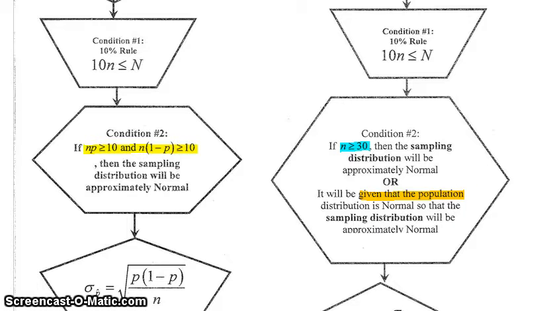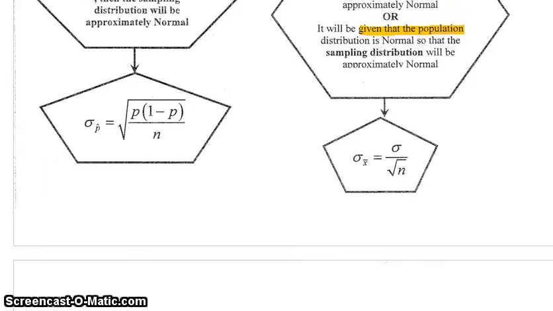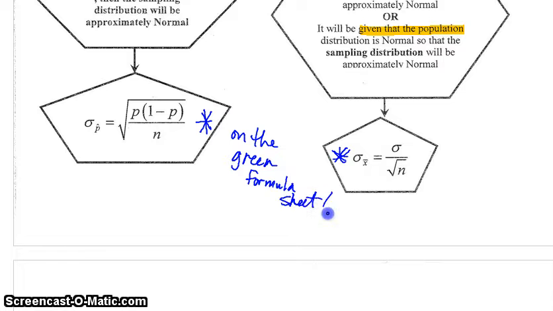And then don't forget, since we're talking about a sampling distribution, that we have two different calculations for our standard deviation. And as a reminder, on the green formula sheet, page 2, second page, the means are listed there as well, so you don't have to worry about forgetting.